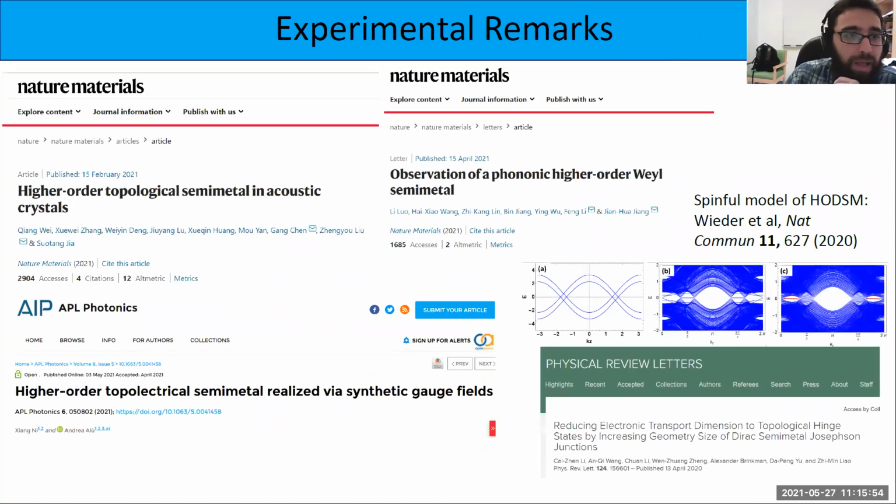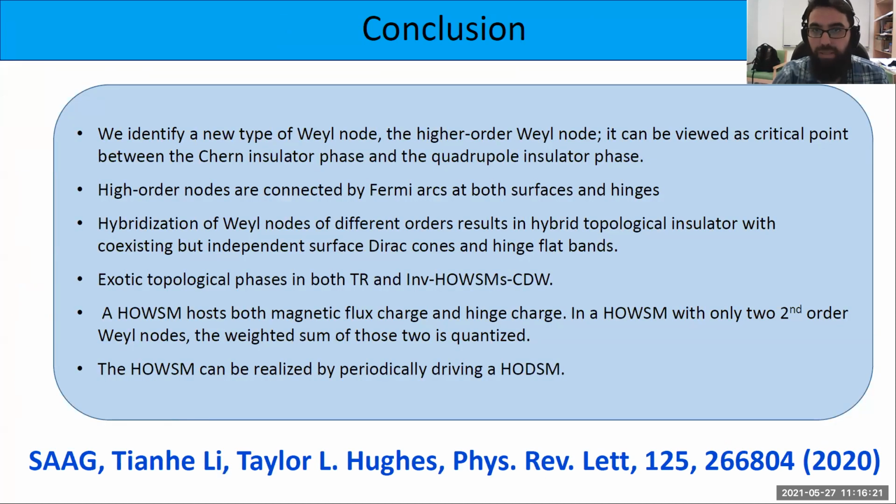As experimental realization, I'm also going to talk very quickly about some recent experiments. You can see that some experiments have been done, at least in metamaterial systems, to try to realize this higher order Dirac semimetal and Weyl semimetal. Particularly this paper used exactly the same Hamiltonian that I've shown you, and they indeed found this higher order Weyl semimetal experimentally. And this is my conclusion, and thank you for your time.